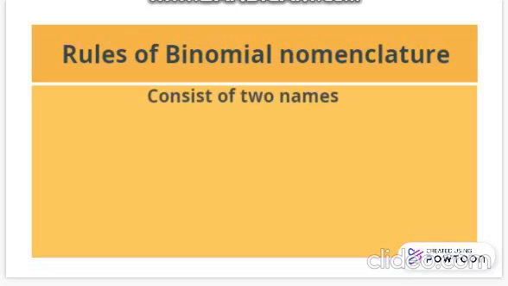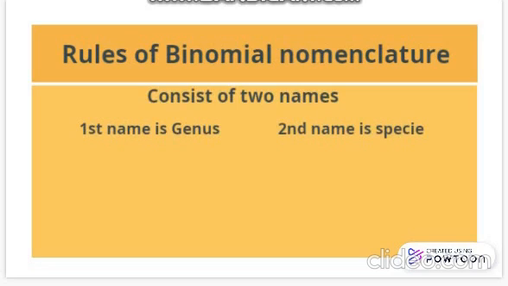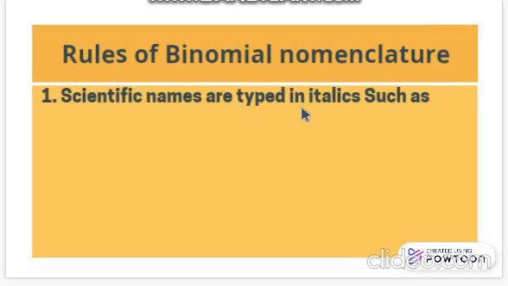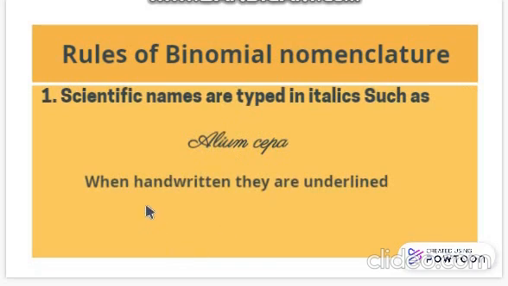Binomial nomenclature consists of two names. The first name is the genus and the second name is the species. For example, Allium cepa. Allium is the genus and the species is cepa. The first and very important rule is that scientific names are typed in italics, as you can see here, and when handwritten they are underlined, as you can see here.